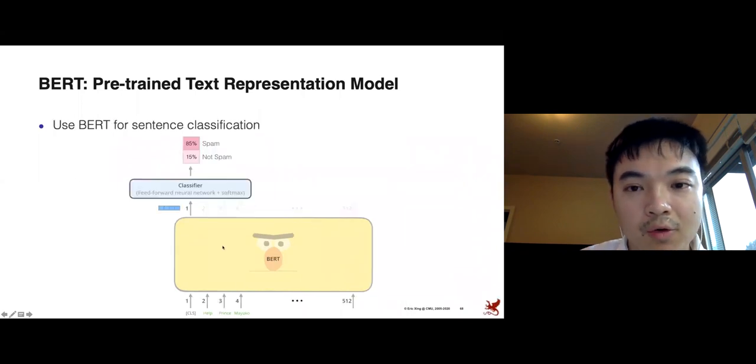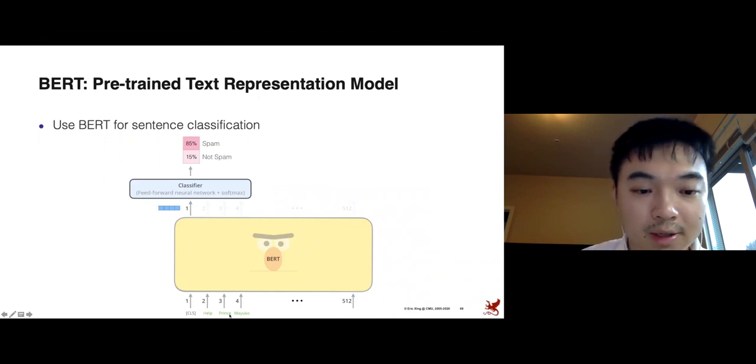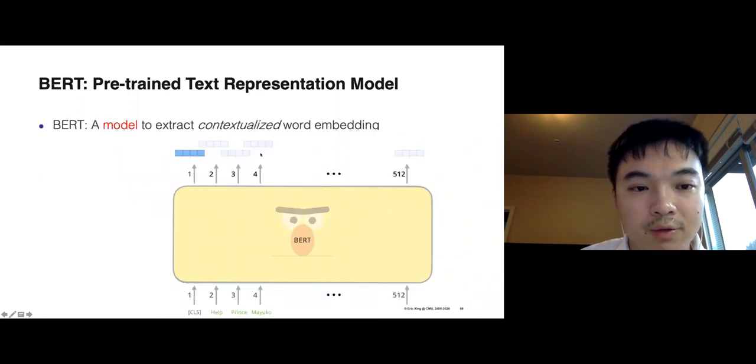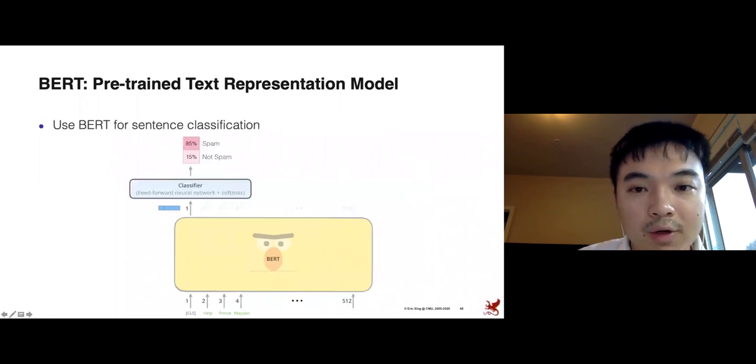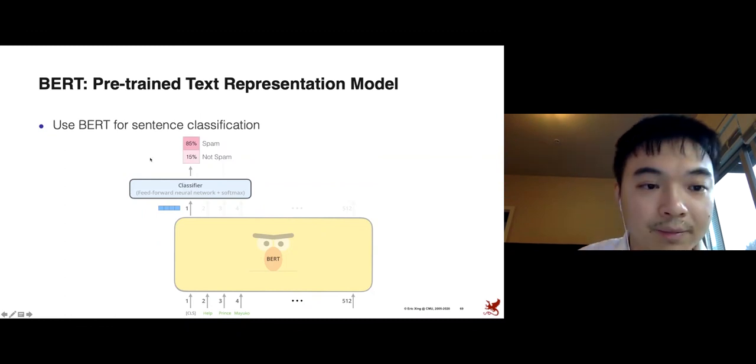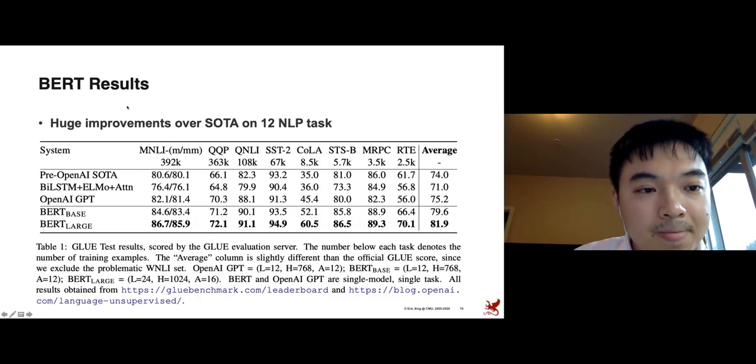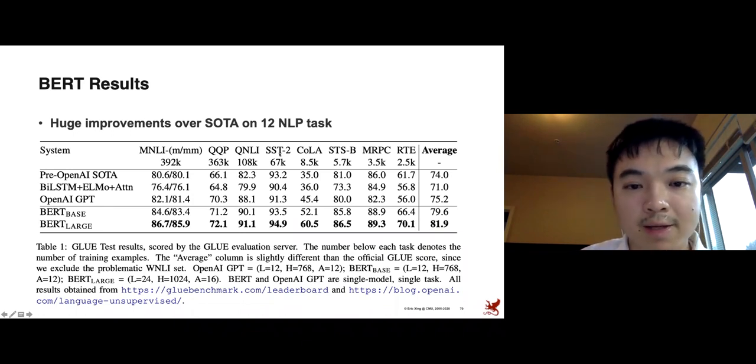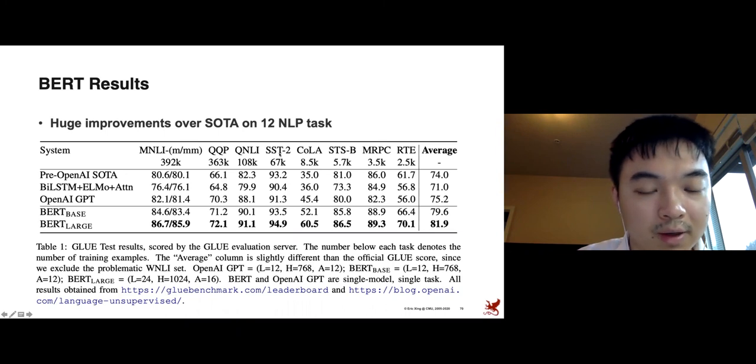Say for sentence classification, BERT inputs a sequence of tokens, and you get a sequence of features corresponding to each of the tokens. For classification, we usually have a special token appended to the beginning of the sentence, and the feature of this particular token is used for classification, say a binary classification here. BERT achieved really impressive results, achieving state of the art on 12 NLP tasks, like sentiment classification, question answering, entailment prediction, and a lot of other tasks.